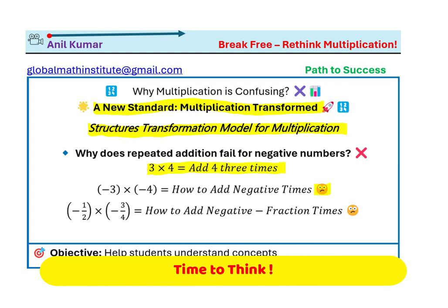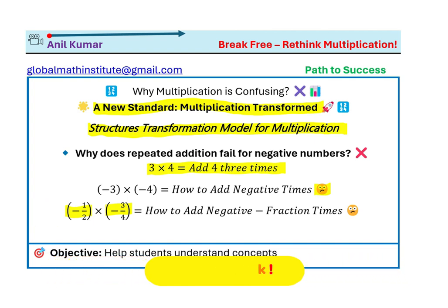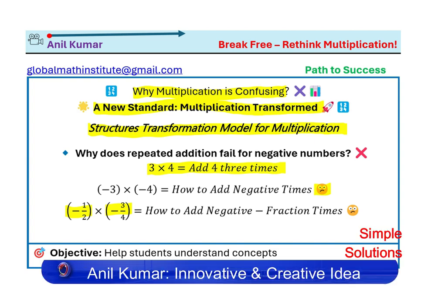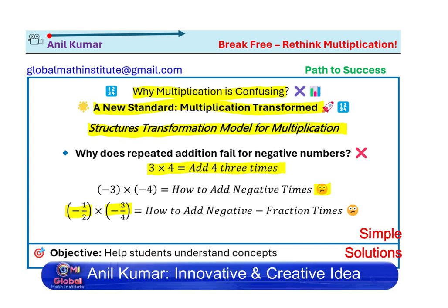And it becomes even more difficult to understand when we say minus half times minus 3 by 4. How can you add a fraction number of times? This in itself is a PhD problem, right? At school level, especially junior middle school, it is extremely difficult to understand. And now we see why multiplication is confusing. So it is alarming, and here is how we can address it with an absolutely new approach.